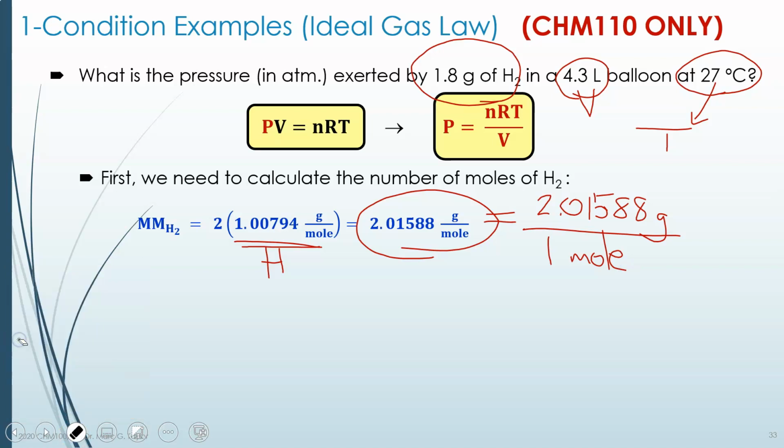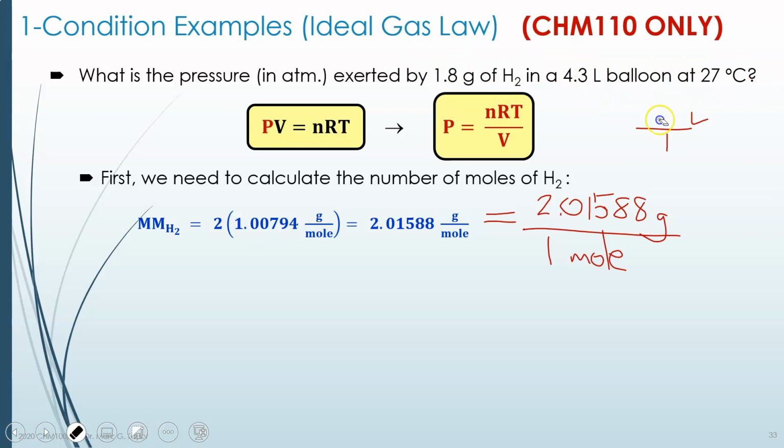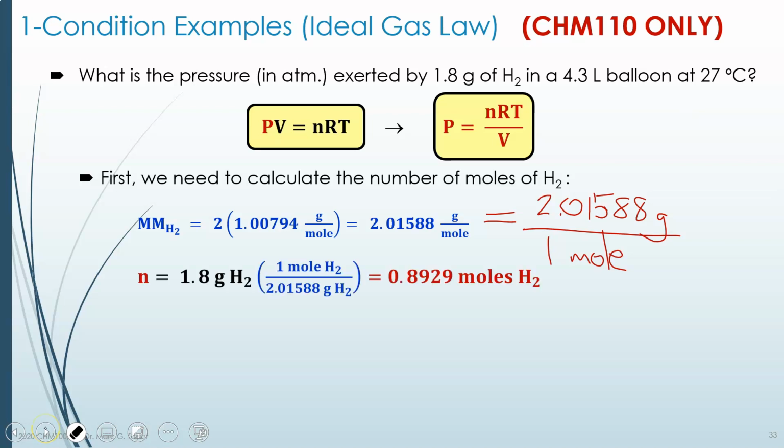So I'm going to erase some of these notes that are causing a little clutter here. We're going to take this out for now. And now we know our molar mass, so we can convert our 1.8 grams of hydrogen gas to moles. We use the molar mass as a conversion factor, putting the grams on the bottom and the moles on the top, because the grams of hydrogen will cancel grams of hydrogen, and we'll be left with moles of hydrogen.